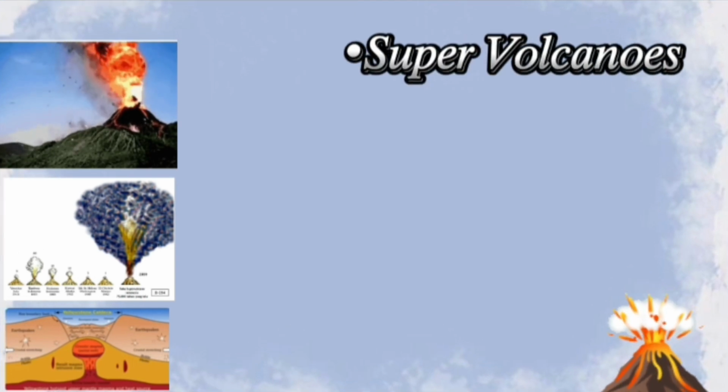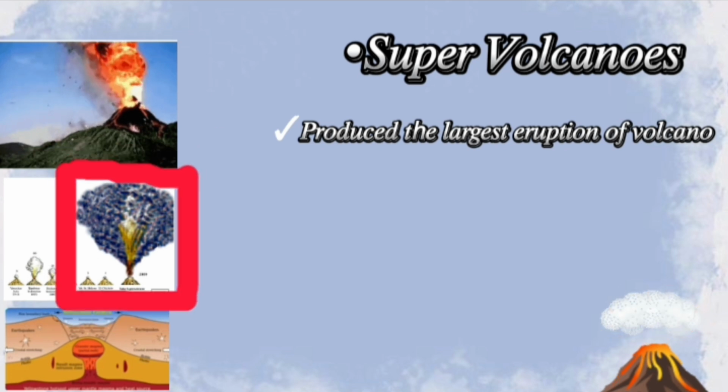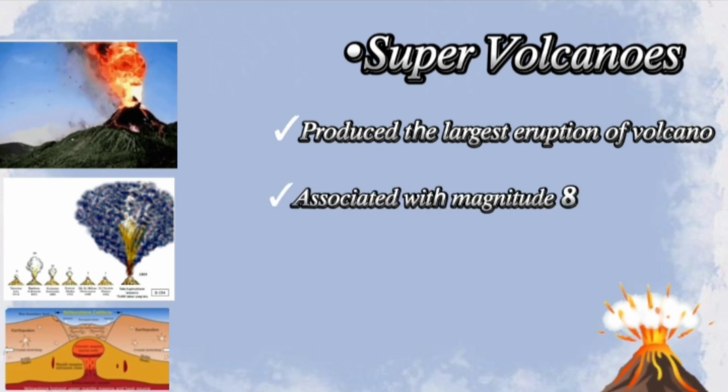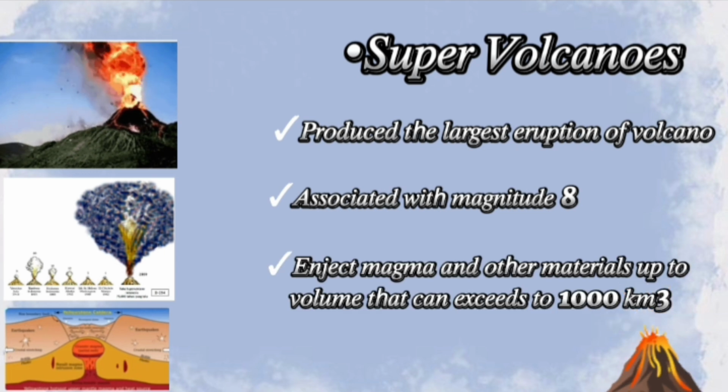Next, we have supervolcanoes. Supervolcanoes are described to produce the largest eruptions on Earth. The term supervolcano implies a volcanic center that has recorded an eruption with a magnitude of 8 on the volcanic explosivity index, meaning a single volcano of this type can eject magma or other materials up to a volume greater than 1,000 cubic kilometers. Supervolcanoes are much larger than normal volcanoes and produce an eruption 1,000 times greater than a normal volcano.